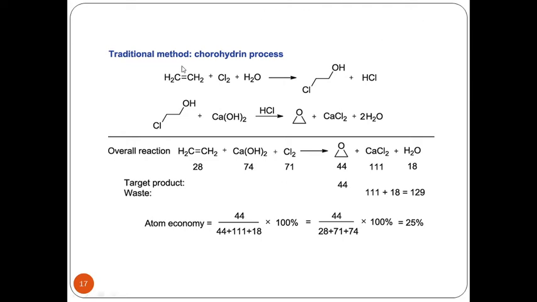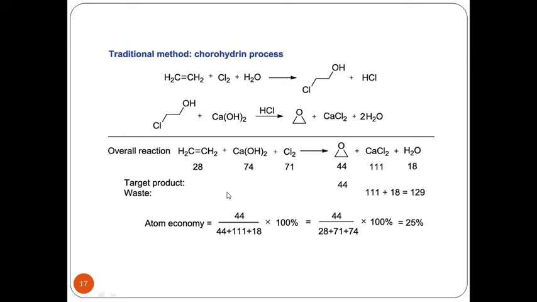Let us now switch again to such atom economy systems. In the traditional chlorohydrin process, ethene reacted with chlorine plus water to give 1-chloro 2-hydroxy ethane plus HCl. This 1-chloro 2-hydroxy ethane then reacted with calcium hydroxide to give oxirane plus calcium chloride plus water.